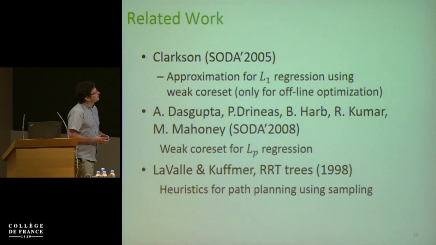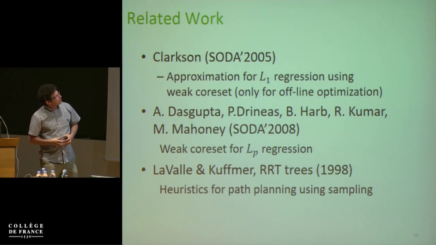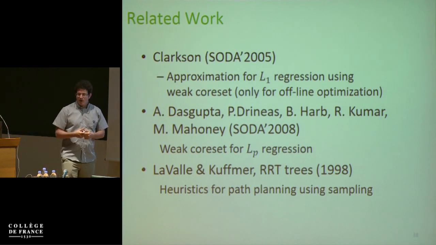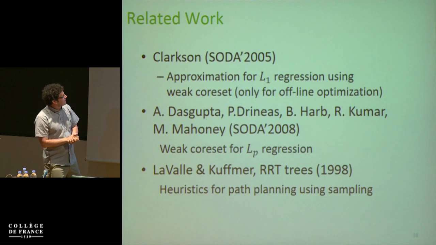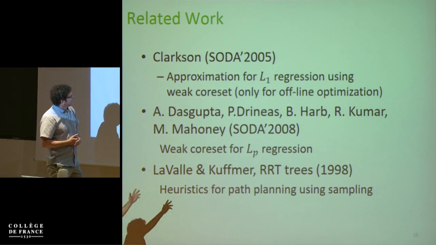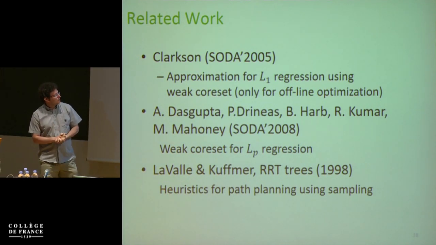The most related work is Clarkson's, which is a core set concept for the specific problem of L1 regression, but unfortunately it wasn't for every query, just for the optimal solution, so we cannot use the streaming tree that I just showed you. And Dasgupta, Mahoney, Drineas, and Harb and Kumar generalized this for any Lp regression, not just L1. But here I'll take a more general approach to show how it works for general convex functions.